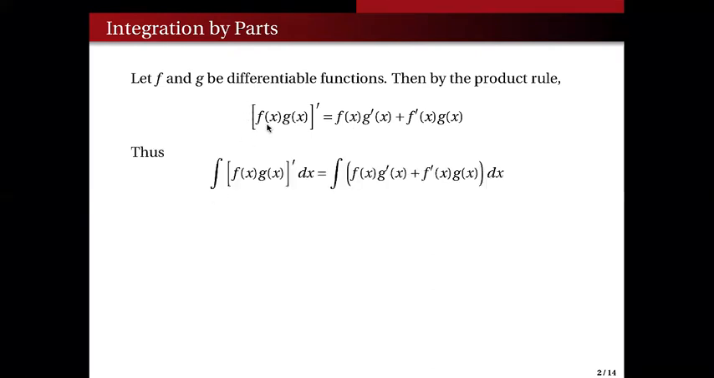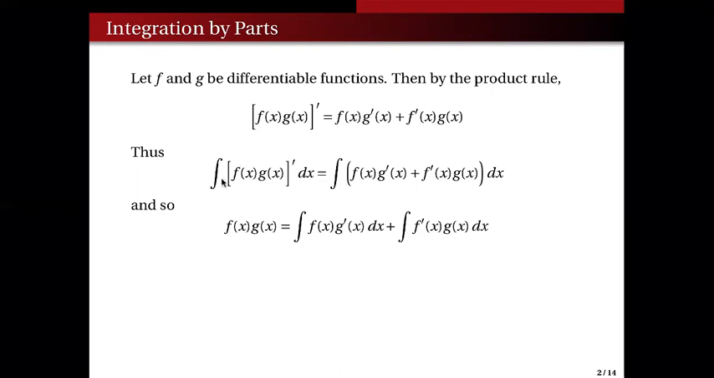Okay, let us try to manipulate this equation. What we're going to do is integrate both sides of the equation. On the left, I have the integral of this derivative with respect to x, and on the right, we integrate this sum with respect to x. Then we'll just distribute this integral over the sum, one of the properties of integration.